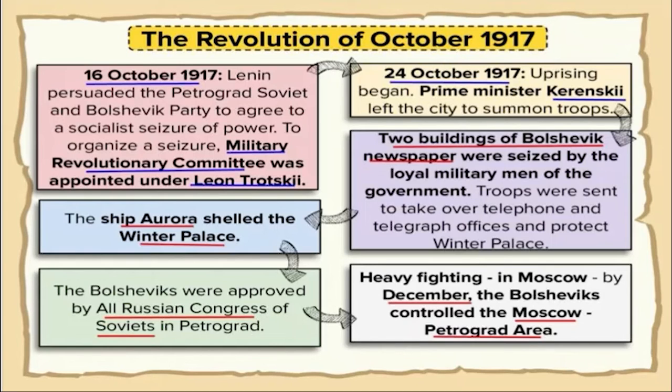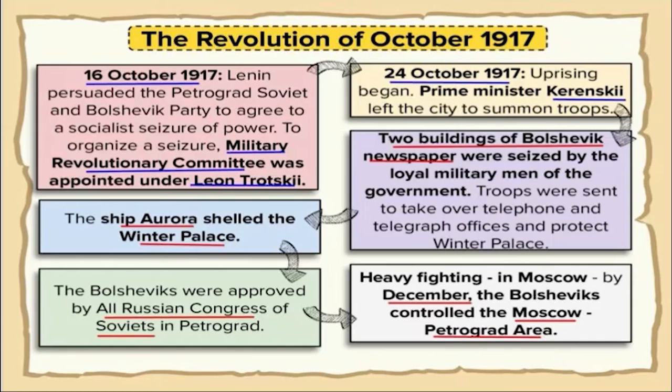What happened later was, two buildings of the Bolshevik newspaper were seized by the loyal military men. Okay, so the men of the army who were very loyal to the government were told by the government to go and seize the buildings of the Bolsheviks. So they went and did that also. Now there were troops and other people sent to take over telephone and telegraph offices also and protect the Winter Palace. Now the Bolsheviks and the revolutionaries were coming towards the Winter Palace. So they said, quickly leave all those things and go and protect the Winter Palace, because if they destroy it, that will be a problem. So the ship Aurora shelled, like protected, the Winter Palace.